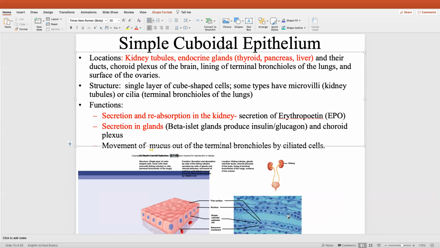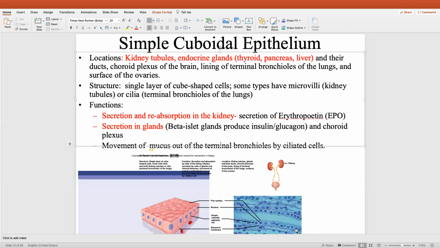Here's one cell with one nucleus. Here's another cell with another nucleus. Here's another cell with another nucleus. See how that goes? Each nucleus means another cell. So there's like 15 to 20 different cells on this side. Here's another 15 to 20 different cells on the other side.